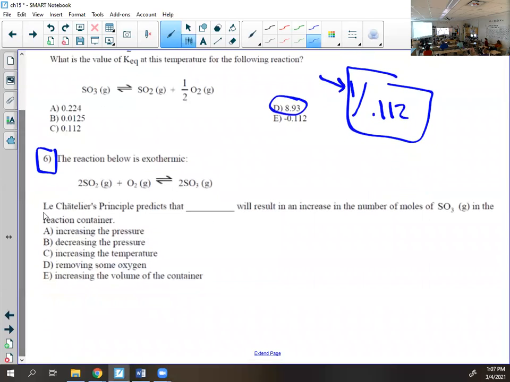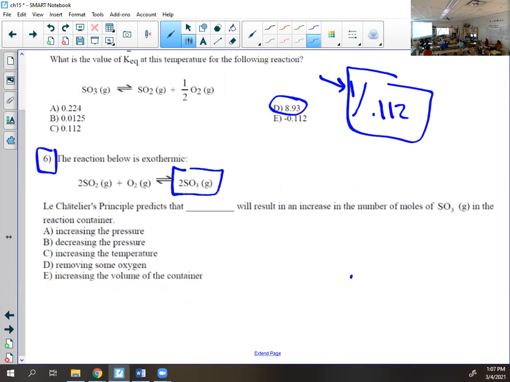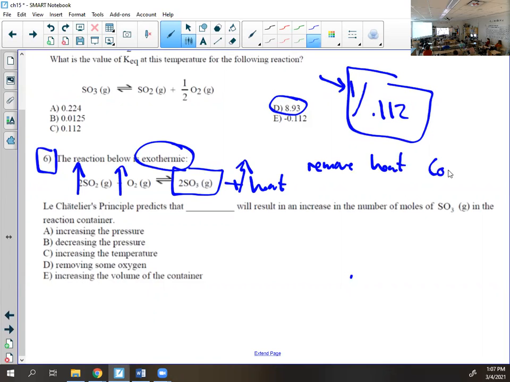All right, number 6 here. Le Chatelier's principle predicts that blank will result in an increase of the number of moles of SO3. So we're looking for whatever will cause the amount of products to go up. Now, I'll read these in a minute, but a couple things we could do is add SO2, add O2, or, I know it seems weird, remove SO3. It does say it's exothermic, so I should say plus heat. So we could also remove heat, or cool it. That would cause it as well.